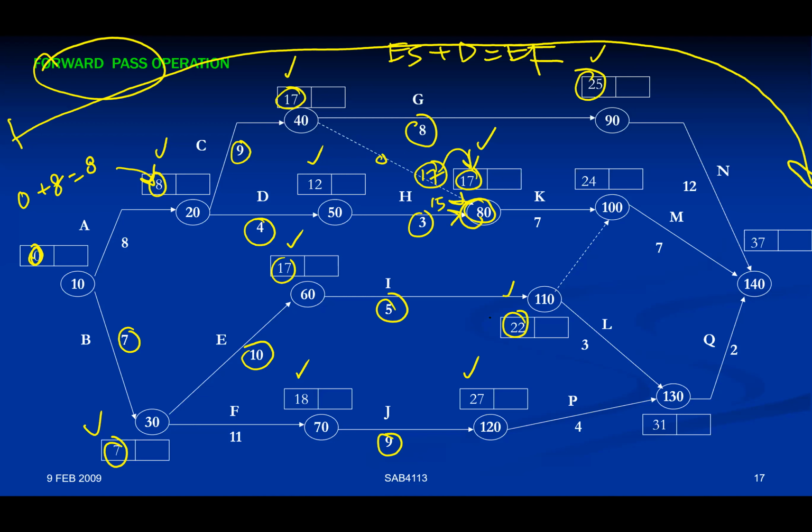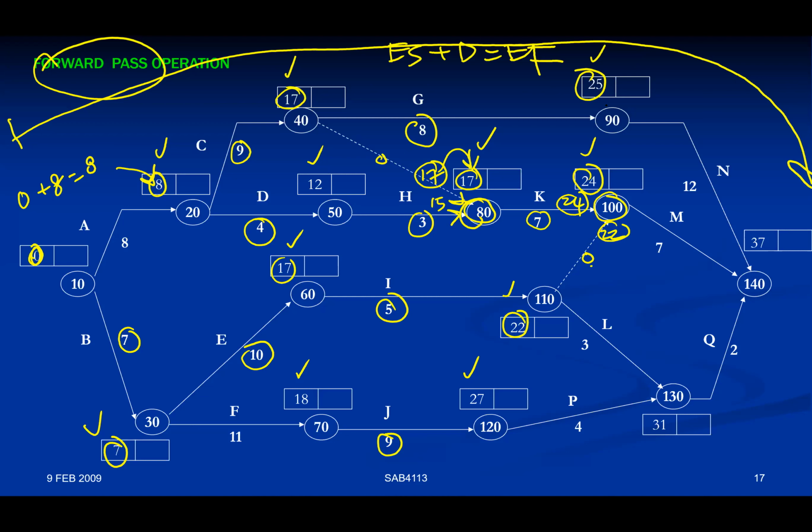Now let's go to node number 100. There are two incoming arrows. How do you calculate for the dummy? 22 plus 0 equivalent to 22. From K, 17 plus 7 equivalent to 24. So you notice 24 and 22, 24 is much bigger. That's why 24 goes into the node there for the starting of M. And then how about K?